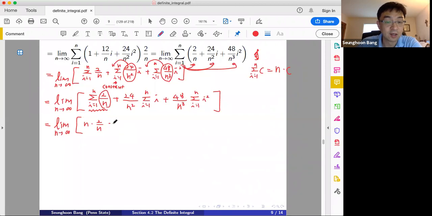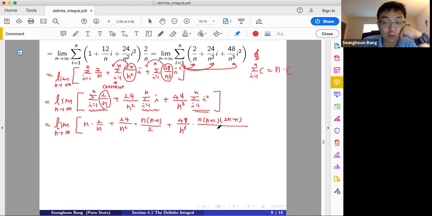So like this, plus 24 over n squared times, what's that? The summation of i, you can use the previous result exactly: n times (n plus 1) over 2, plus 48 over n cubed times the summation of i squared: n times (n plus 1) times (2n plus 1) over 6.